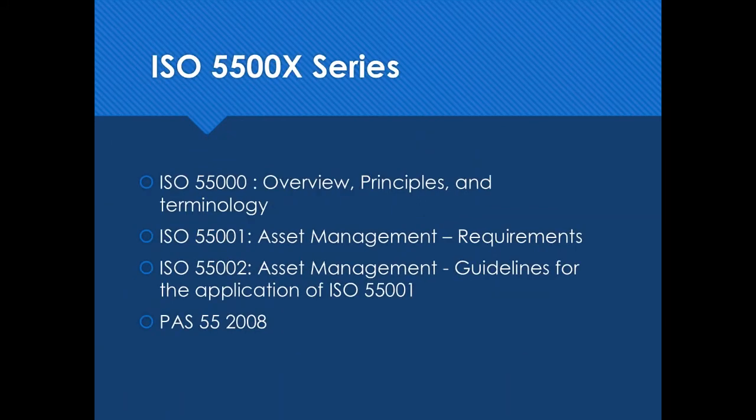Okay. So the ISO 55000 series standards comprise three different documents, as I talked about. The 55000 gives the overview, the principles, and the terminology, because you need to be aware of the key terms before you go and apply these standards. The next one is 55001, which is the requirements as they pertain to asset management. And then 55002 provides the guidelines and the framework for the application of 55001.